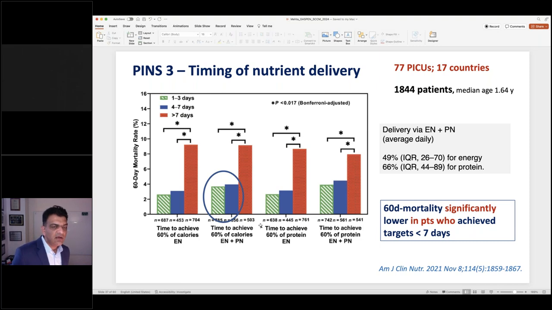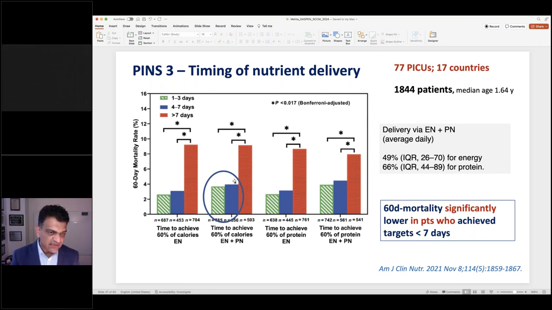But when you look at the outcome here being 60-day mortality on the y-axis, on the x-axis, you can just focus on the first or the second one, which shows you EN or EN plus PN total calories achieved. On the right are the two showing protein, and they're identical. But if you imagine the difference in mortality, if you wait until after day 7, which is the red bar, those patients had high mortality even after adjusting for severity. But the patients who achieved their goals earlier than day 7 had way lower mortality.